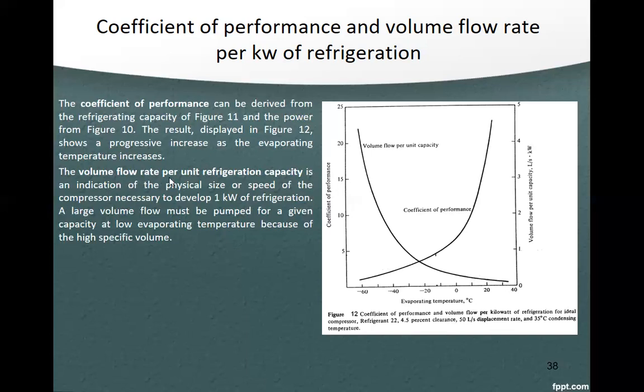The volume flow rate per unit refrigeration capacity is an indication of the physical size or speed of the compressor necessary to develop 1 kilowatt of refrigeration. A large volume flow must be pumped for a given capacity at low evaporating temperature, because of the high specific volume. This is the low side, and the COP comes out.